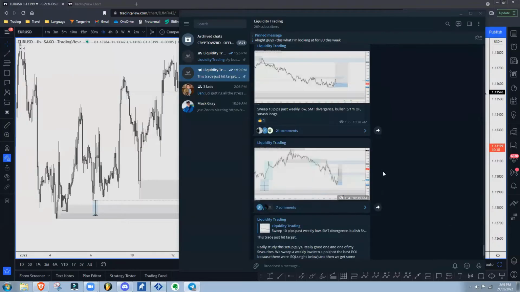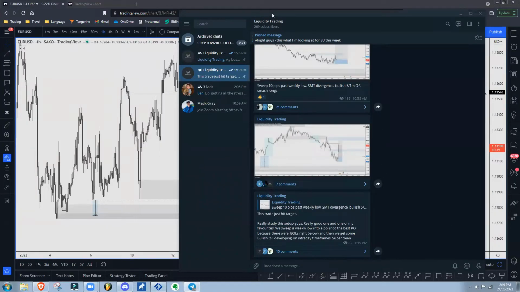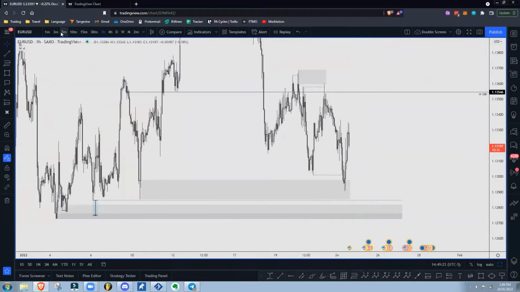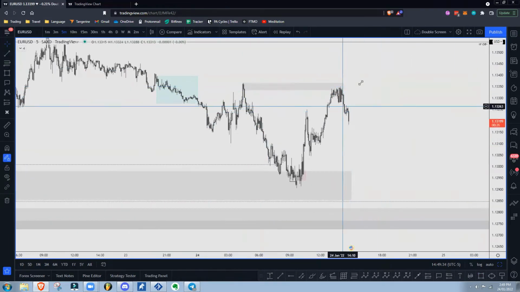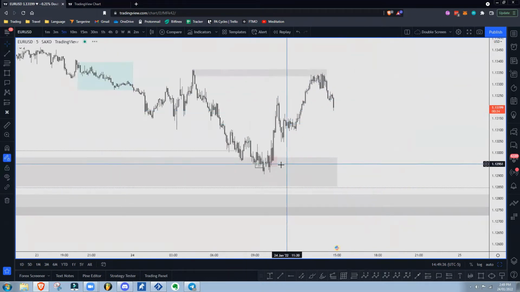And you can see that the end of the day ended off, and I'll just take that out. You can see the end of the day ended off beautifully right up at that level, which I marked out as this whole block here. And then I later refined it to just this. But you can see that this is exactly where price came down from.